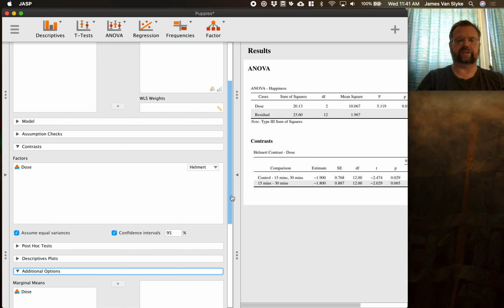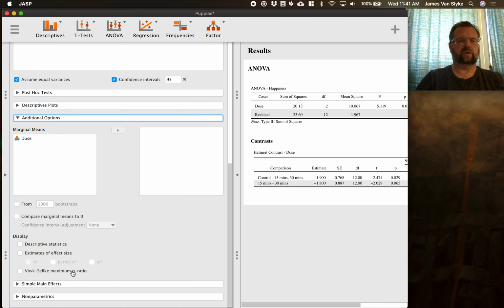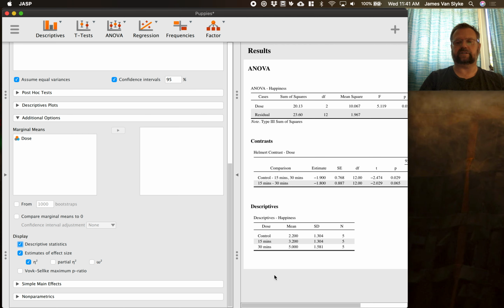One is we want to go to additional options. And first off, we want to have those estimates of effect size. So we had that before. We also want to include our descriptive statistics. These are always important because this gives us the mean.